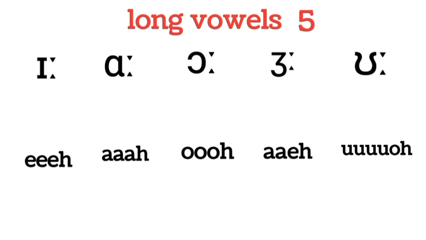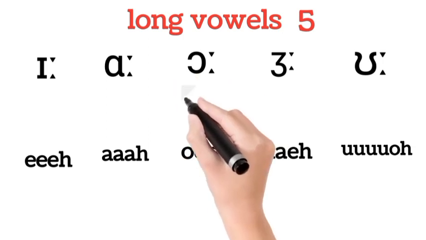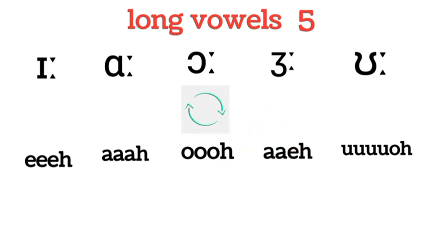These are the long vowels. The first one is E. Second one is A. Third one is oo. Fourth one is edge, for example in girl, and the fifth one is oo. These are the long vowels.